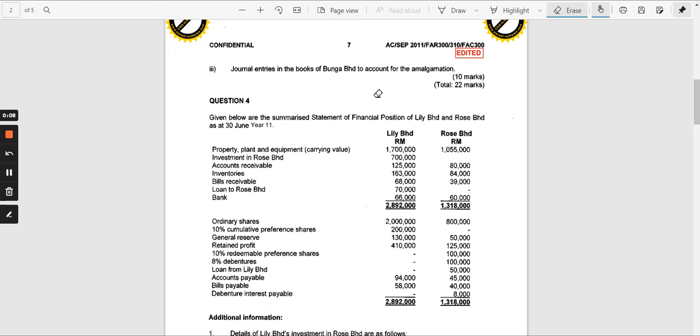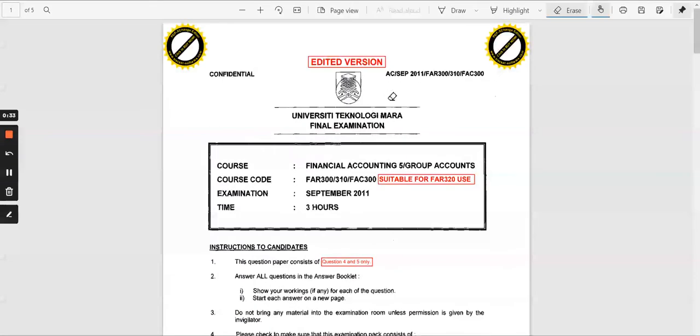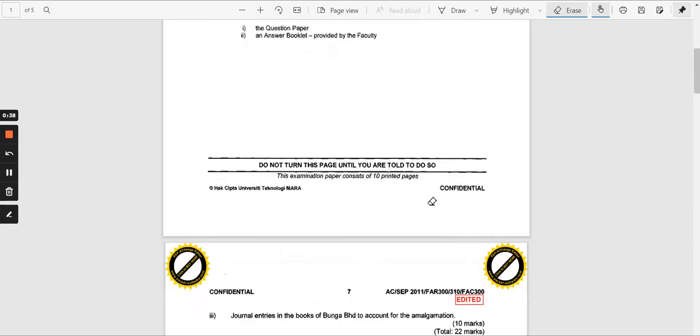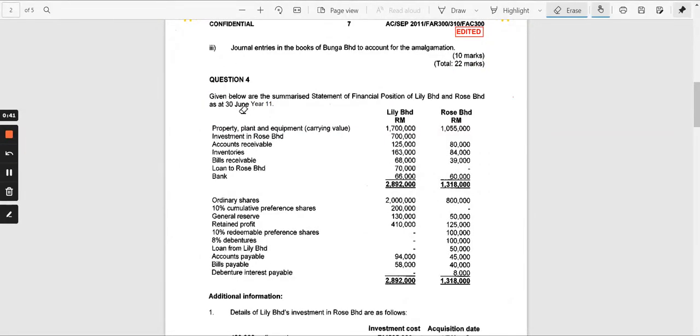Today we're going to learn how to prepare the consolidated statement of financial position with complete consolidation adjustment involving intercompany transaction. And I'm using an edited past exam question, September 2011 from FAR300, which is actually suitable for use in FAR320. My focus is on question 4. So let's look at question 4.